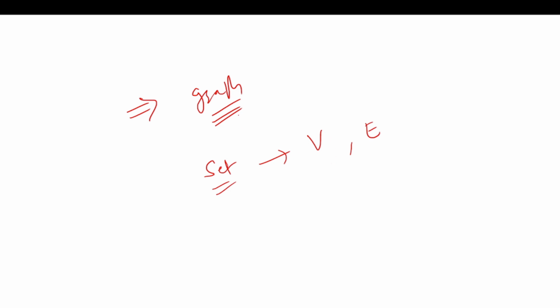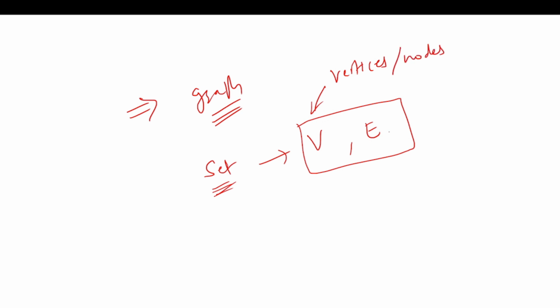So a graph is an ordered pair. It consists of a pair of two things: first, vertices, that is nodes, and second, edges.